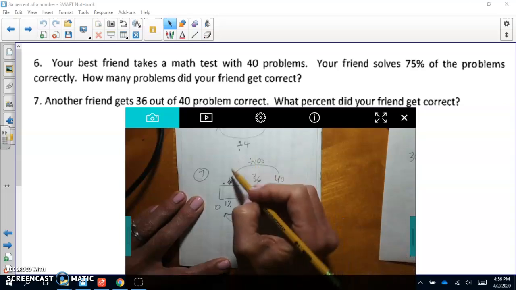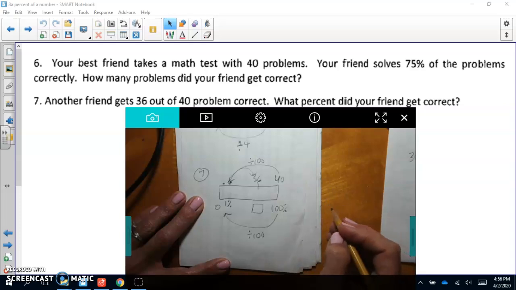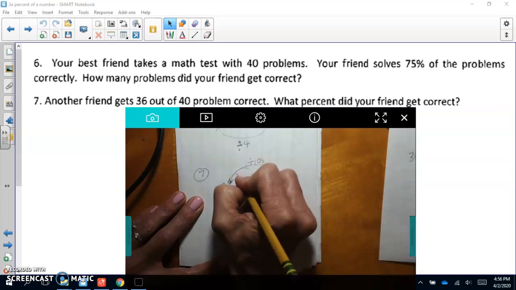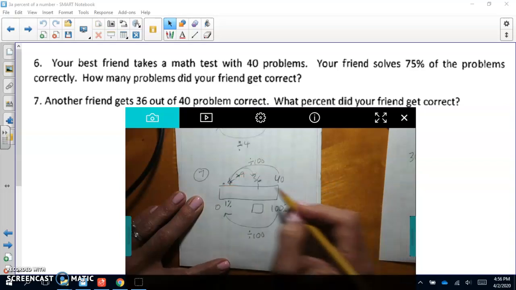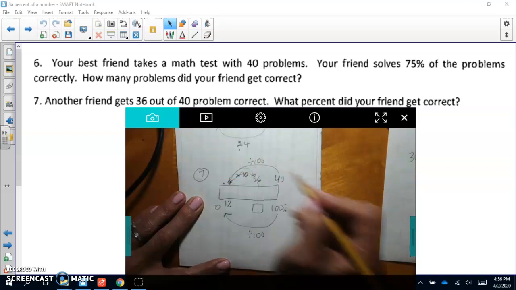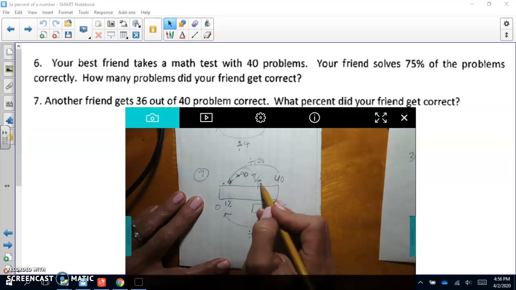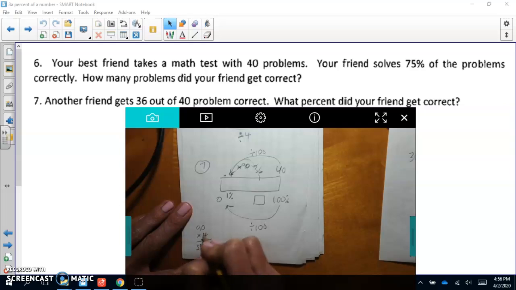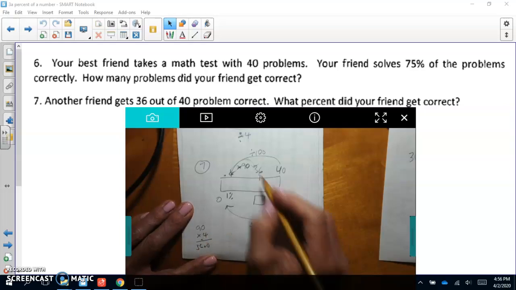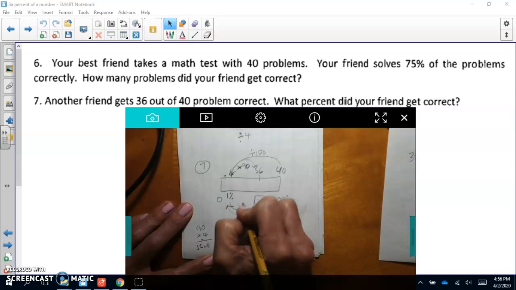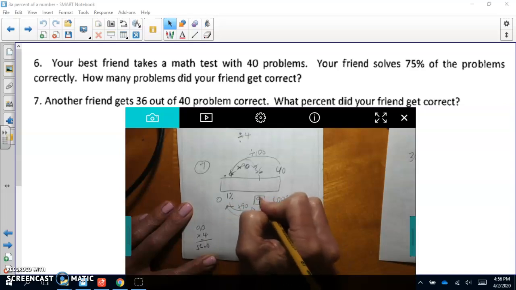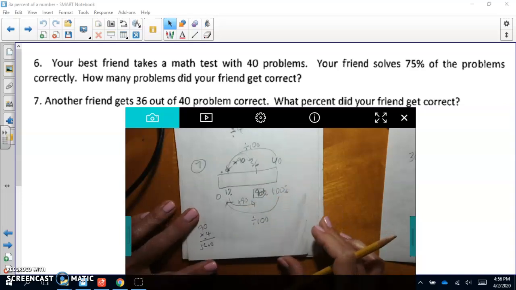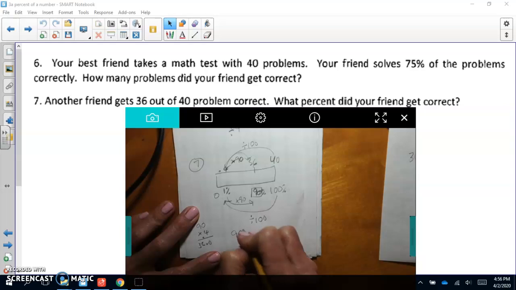And then I want to multiply 4 tenths by something to get to 36. So let's see, what do we have to multiply by? If I multiply by 9, I'll get 3.6, but if I multiply by 90, then I'll get 36, right? So let me just double check if that's right. 90 times 0.4 is 36. Yep, 36. So times 90 will give me 90%. So my friend who got 36 correct made a 90% on the test.